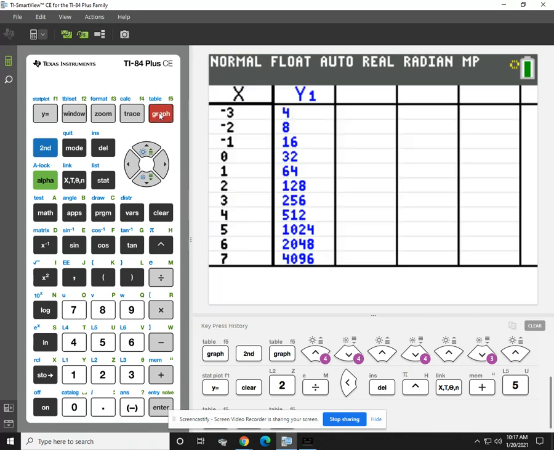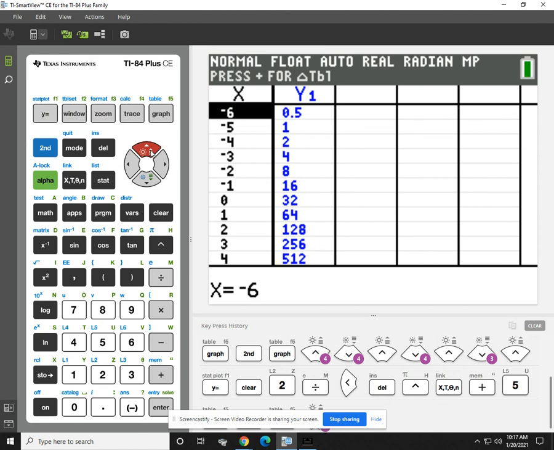So I'm going to find a couple of quick points. I like -5, 1. That's a good one. I like -3, 4. You don't have to do all of them that you see. Just do a couple of them. And then I like -2, 8.